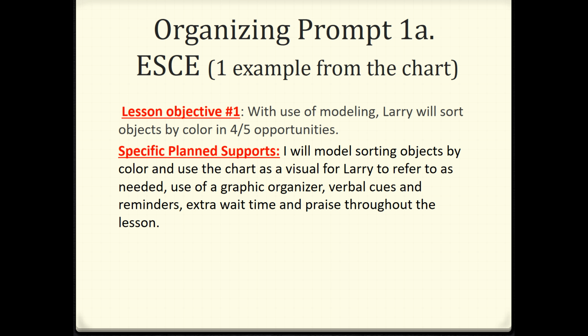Organizing prompt 1A. Here's an ESCE example. Lesson objective 1: with the use of modeling, Larry will sort objects by color in 4 of 5 opportunities. Specific plan supports: I will model sorting objects by color and use the chart as a visual for Larry to refer to as needed. Use of graphic organizer, verbal cues, and reminders, extra wait time and praise throughout the lesson.